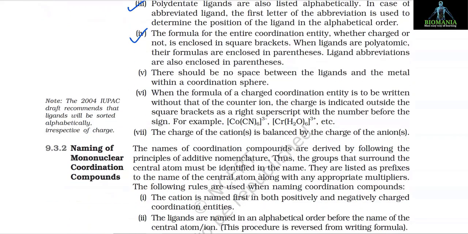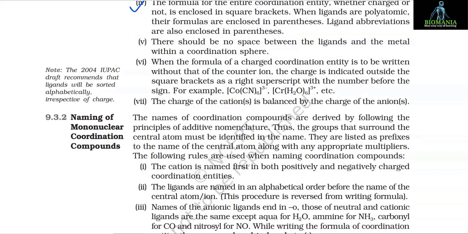Number 4. The formula for the entire coordination entity, whether charged or not, is enclosed in square brackets. When ligands are polyatomic, their formulas are enclosed in parentheses. Ligand abbreviations are also enclosed in parentheses. Number 5. There should be no space between the ligands and the metal within a coordination sphere.